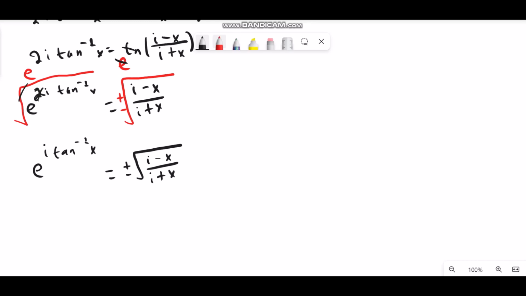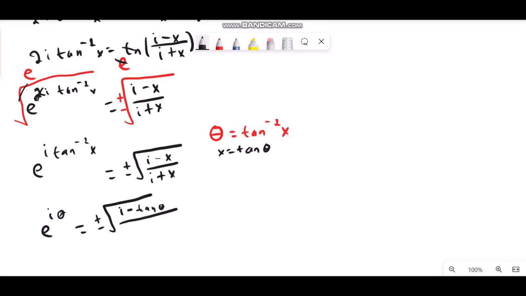Now, I mentioned we want a formula for e to the i theta. Well, the inverse tangent of x, inverse trig functions represent angles. So what I'm going to do is I'm just going to choose theta to be an angle, and I'm going to let theta equal the inverse tangent of x. And I'm going to go ahead and plug that into both sides of this formula. So I'll say e to the i, and then the inverse tangent of x is theta, equals plus or minus square root i minus x. Now x, if you go ahead and take the tangent on both sides here, you'll get x is the tangent of theta. So we have i minus tangent theta over i plus tangent theta.